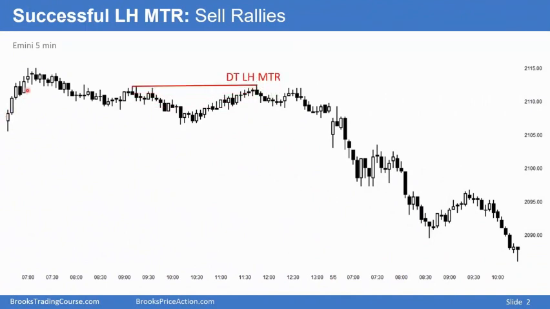Here we have the end of a bull trend. I don't show the bars to the left. It was starting to sell off. We tried to rally here. Not enough bars for a major reversal, probably a minor reversal, and possibly a bull flag on a higher time frame chart.